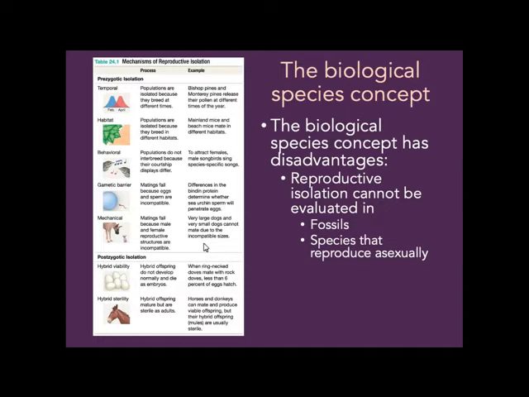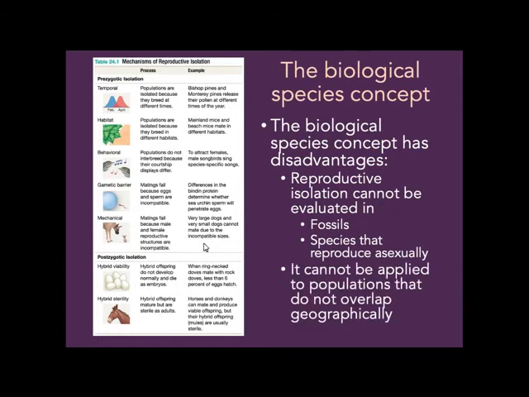So how can you tell what is a species of bacteria or what is a species of yeast? You can't use this kind of species concept to do that. You also can't apply it to populations that do not overlap geographically. So if you were looking at, for example, lions and tigers, right? They don't overlap geographically, so they would never have the opportunity to mate or not mate in the wild, right?